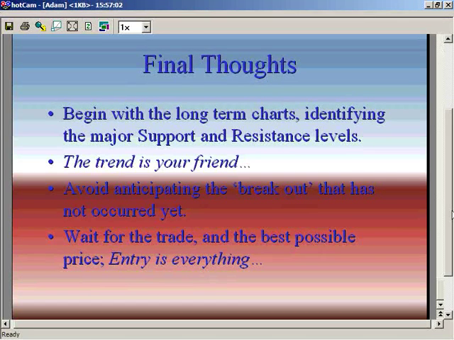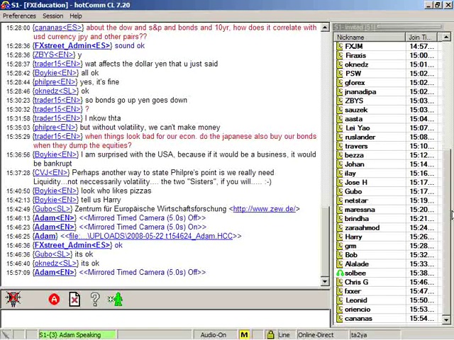Entry really is everything. It gives us a very, very good risk-reward ratio. We'll talk about this a little bit later on in our presentation. We have more time. Excellent. If you have any questions, please do not hesitate.